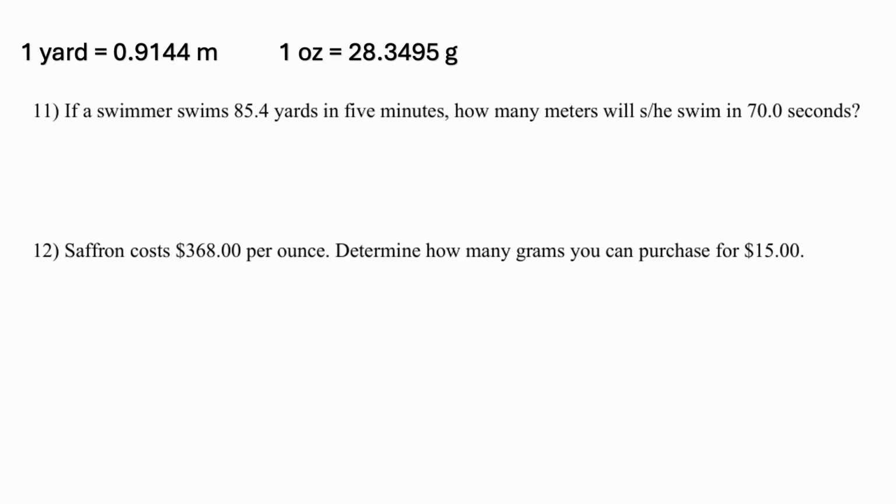All right, and our last 2 examples. Number 11 says, if a swimmer swims 85.4 yards in 5 minutes, that's what we're starting with, how many meters will he or she swim in 70 seconds? So we are starting with 85.4 yards for every 5 minutes. We want to go to meters per second.